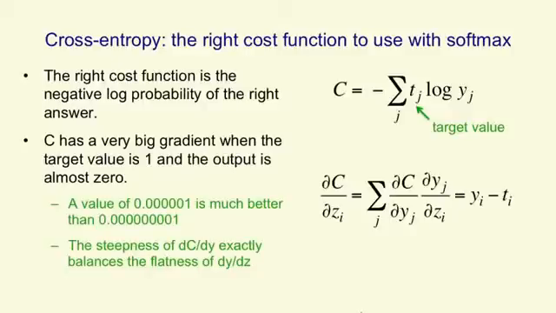And notice we need to add up across all the j's, because when you change zi, the output of all the different units changes. The result is just the actual output minus the target output. And you can see that when the actual and target outputs are very different, that has a slope of 1 or minus 1, and the slope is never bigger than 1 or minus 1. But the slope never gets small until the two things are pretty much the same. In other words, you're getting pretty much the right answer.